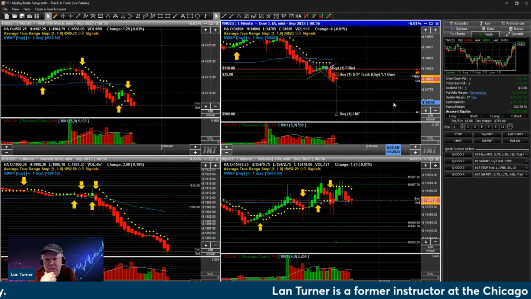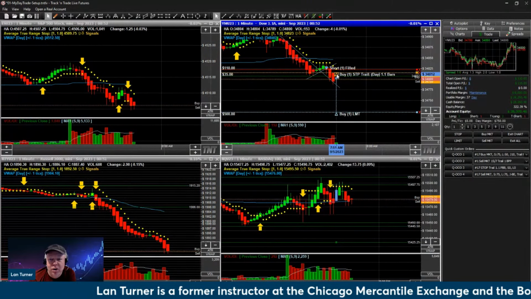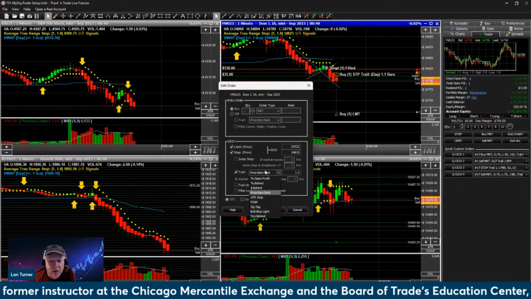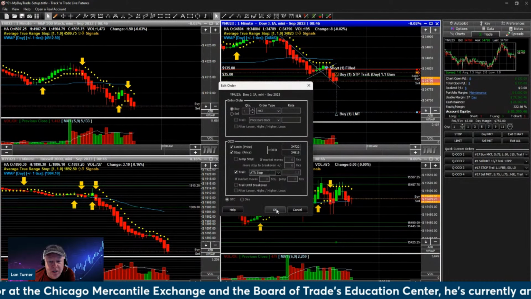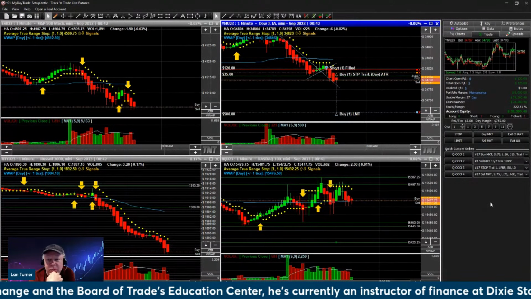If it comes back around, stops us out, and at this point, I don't want to crowd it, because the market doesn't seem real anxious to go down anymore. We're going to come in here and put this on the ATR, and we'll just kind of hold our stop back a little bit further, risk a little bit more.